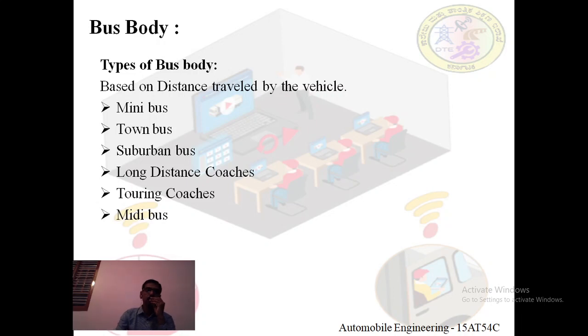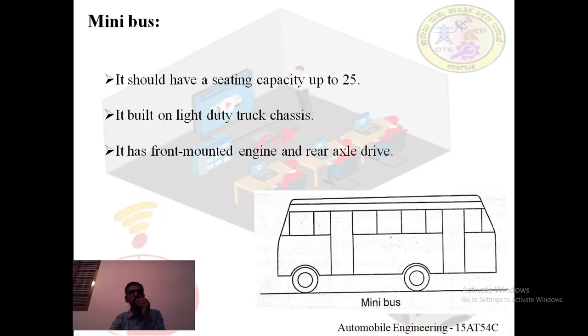Types of bus body based on distance traveled by the vehicles. What are the types of bus body based on distance traveled by the vehicles? You can see these types of bus: minibus, town bus, suburban bus, long distance bus coaches, touring coaches. The first, minibuses.